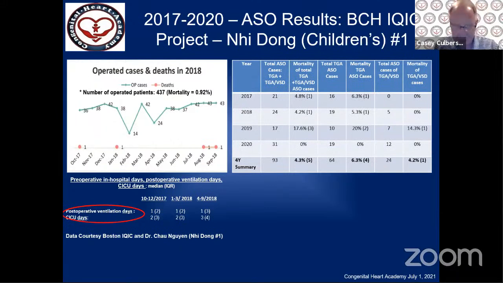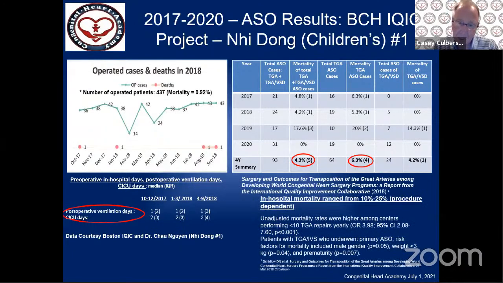I think the arterial switch operation is the real gold standard for knowing if your program is developing, how technically challenged, and how you're doing. So I asked Dr. Zhao to send me 4 years of data. For straightforward ASOs, it was about 6.3%, surprisingly 4.3% for slightly more complicated TGA with VSD. And when we looked at what was considered the benchmark, published out of IQIC, their range was from 10 to 25%. So we're quite happy with the results at Nidong 1.